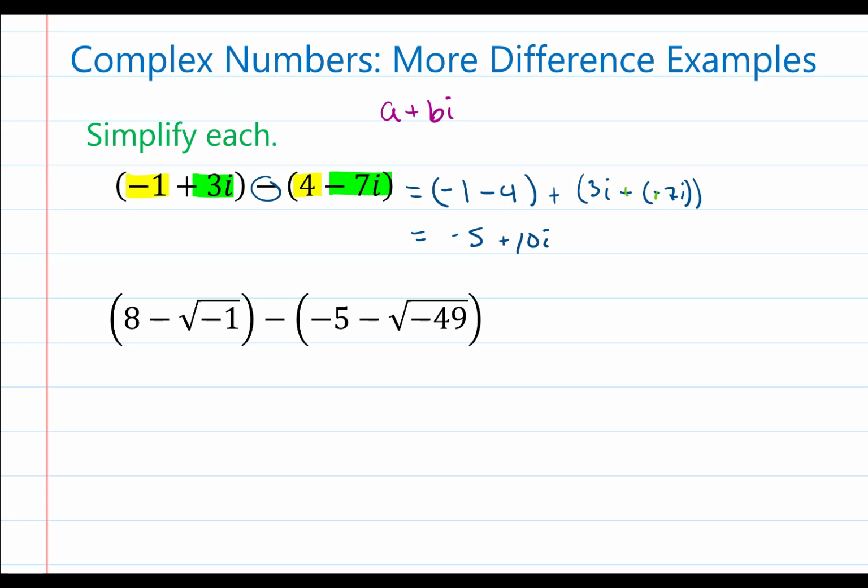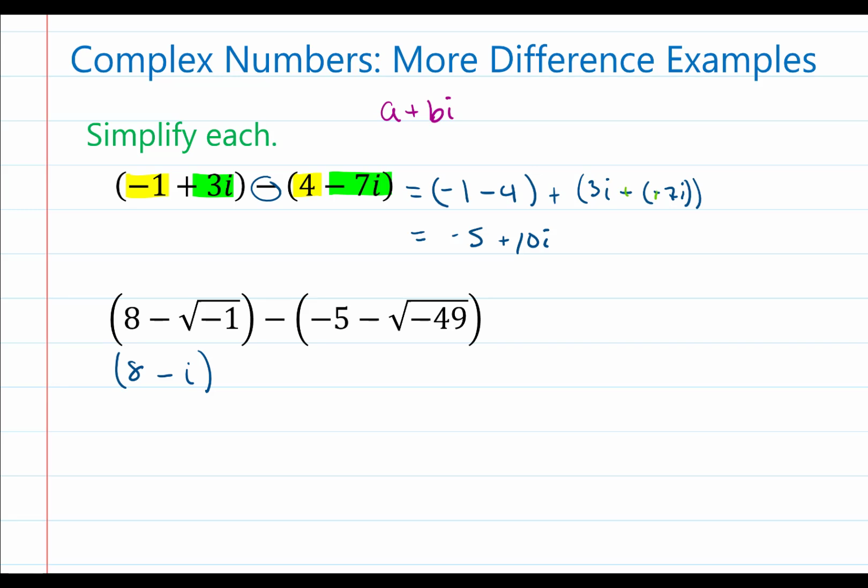Let's go to our second example, where we need to do a little bit of work to the imaginary parts before we can find the difference. So first, let's drop down the real part, 8, minus, and let's simplify the square root of -1, which is equal to i. So this is our first complex number simplified.